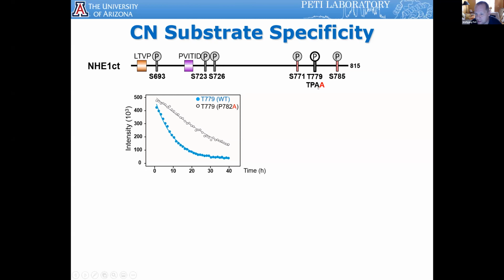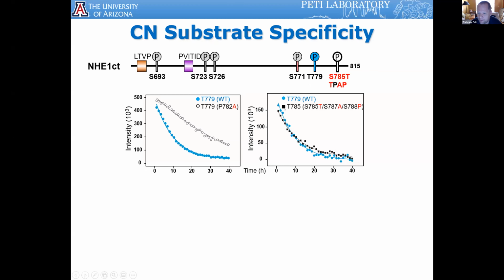So we basically shifted this site from here to over here and mutated that site, so this cannot be dephosphorylated. And what is happening now? Boom. This site is exactly dephosphorylated with the same speed as the T779 site in wild-type protein. So it is really indeed this sequence that is the key part for dephosphorylation.